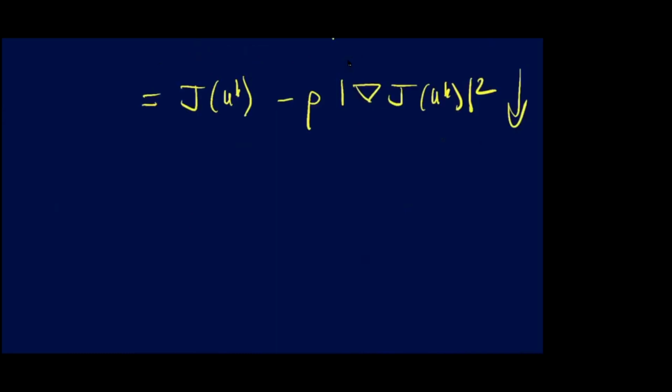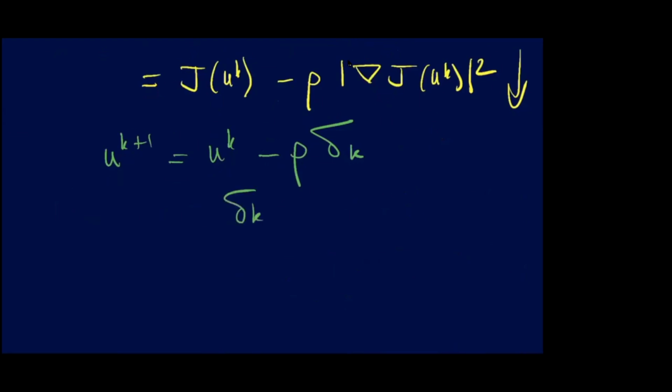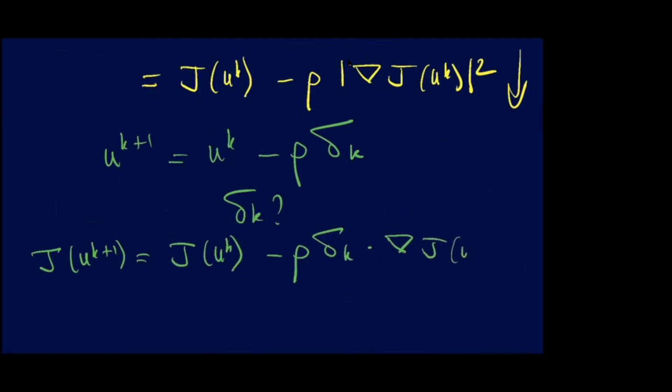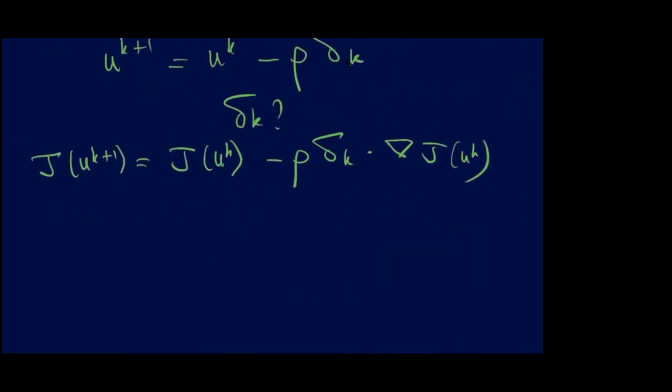No, I could take other directions. I could take other descent algorithms like UK minus rho, and then I could put here delta K. If you ask me what I need about delta K to guarantee that the algorithm is going down, this is quite easy. I write down Taylor again, and I will have this times the gradient of J of UK. The only thing I need in order to guarantee that this is a descent algorithm is for this quantity to be positive. As soon as this quantity is positive, I can guarantee that I am going down.